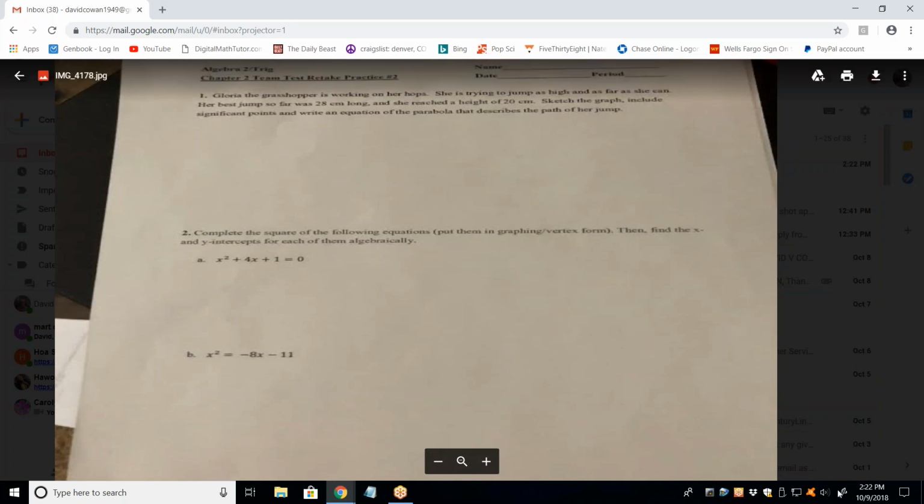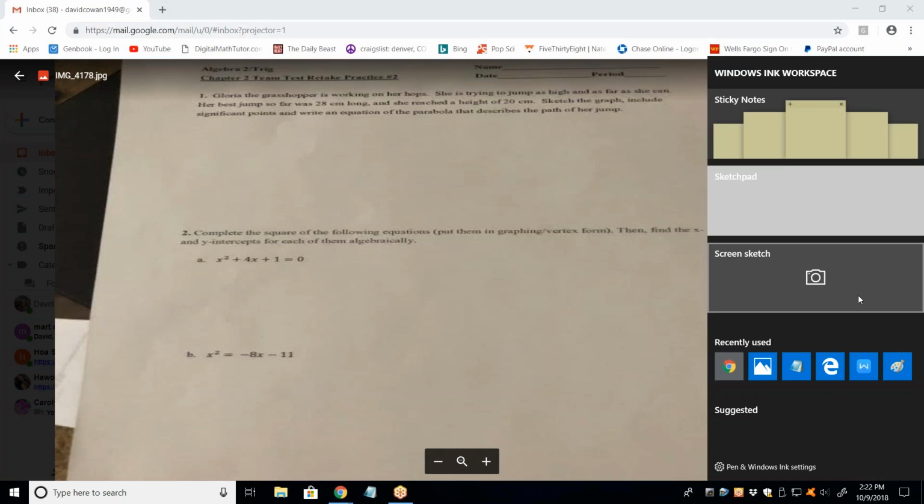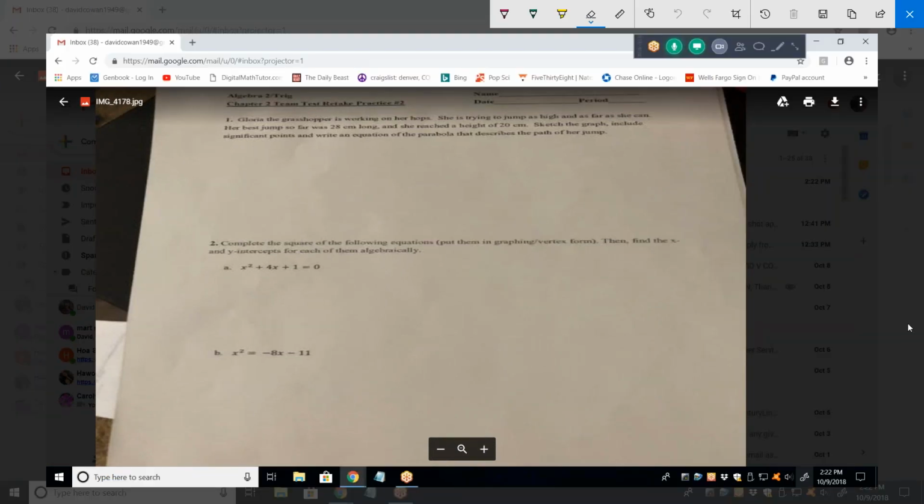All right. Let's see if we can read this. I think I can read it. You've got a copy in front of you, so you should be able to read it. Okay, the grasshopper is working on her hops. She's trying to jump as high and as far as she can. Her best jump so far is 28 centimeters, and she reached a height of 20 centimeters. Sketch the graph, include significant points, and write an equation of the parabola that describes the path of her jump.